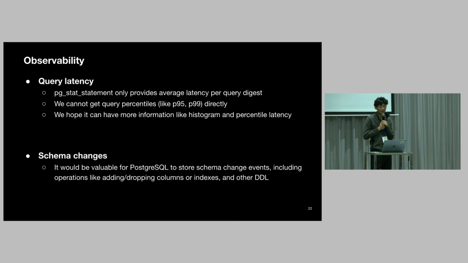pg_stat_statements only provides the average latency per query digest, but it doesn't have a histogram or percentile latency for the query digest. I think we have some workaround to approximate P95 and P99 given the current information we have, but it would be great if we had more information, like a histogram or percentile latency in pg_stat_statements, and we could get it from there directly.